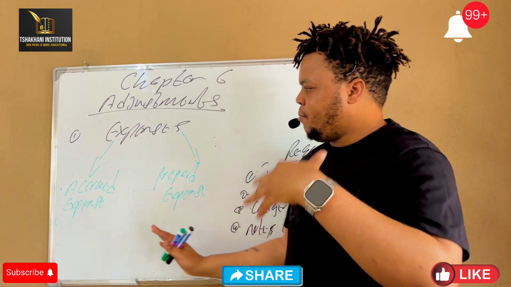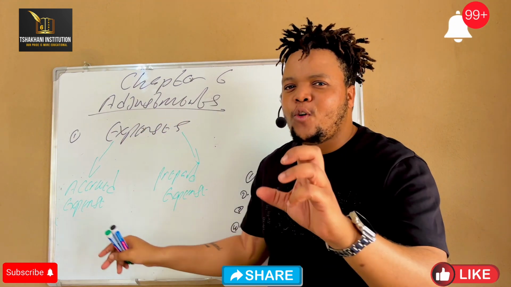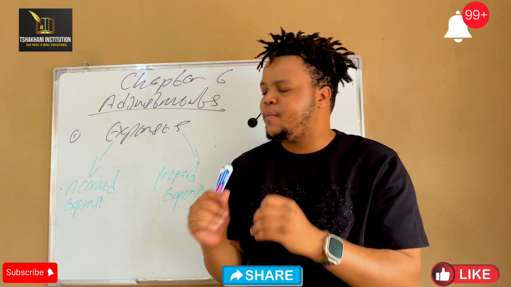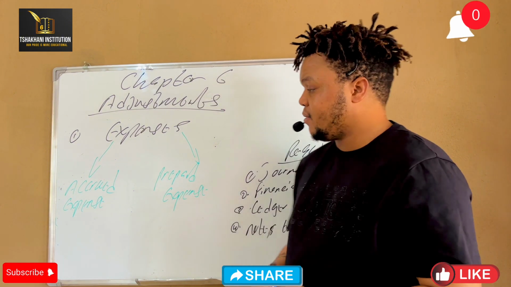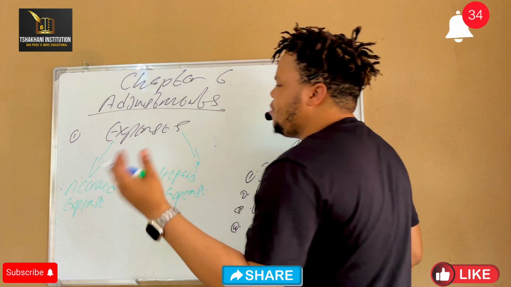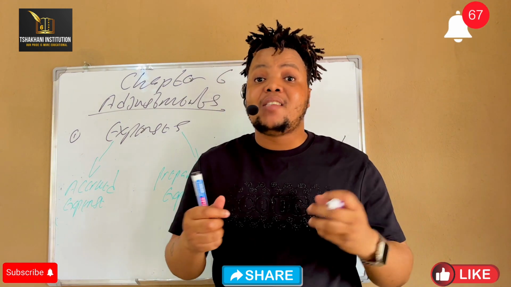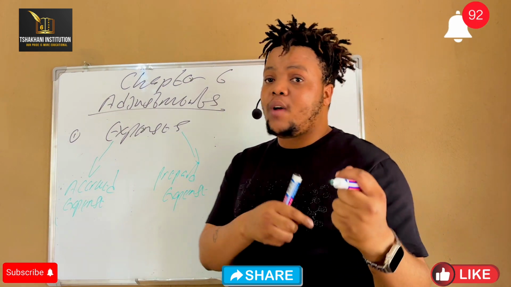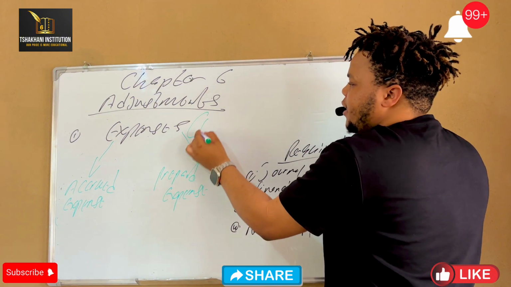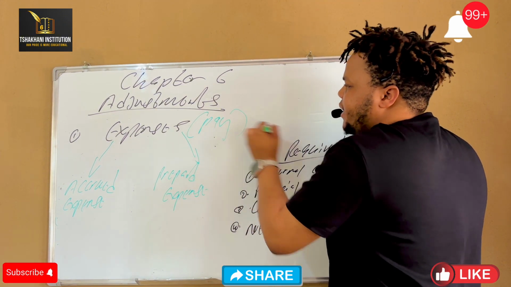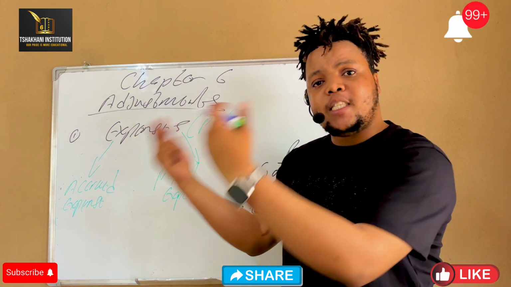What matters after knowing that is how do I see that I have an accrued expense? How do I see that I'm going to have a prepaid expense? So let's start with accrued. The word accrued means outstanding. It means that something is outstanding, but here we are talking about an expense. What does a business do to an expense? We pay them, right? Our expenses must be paid.